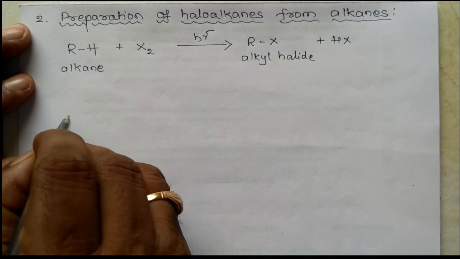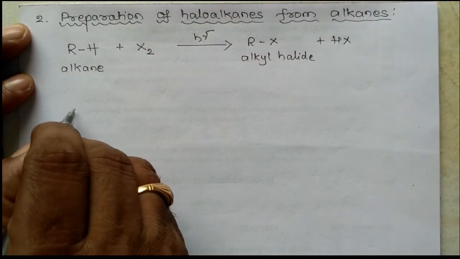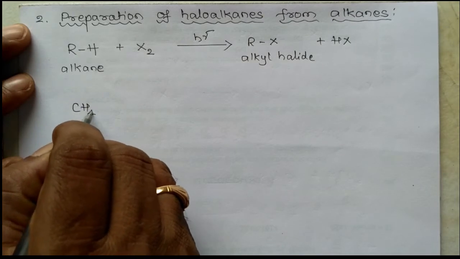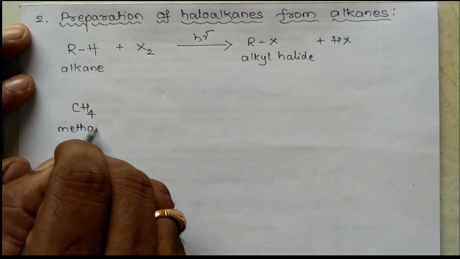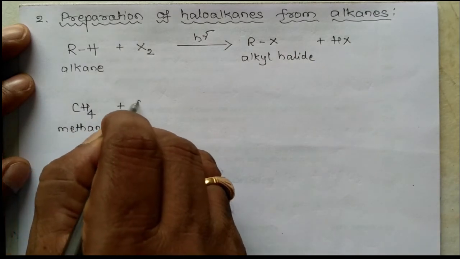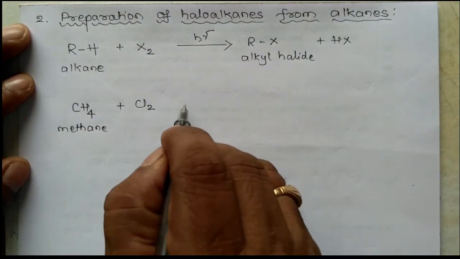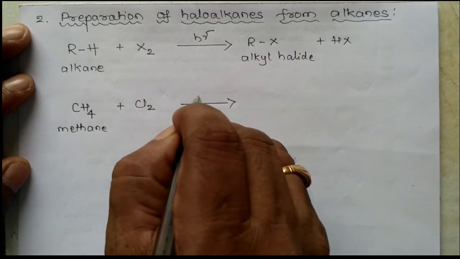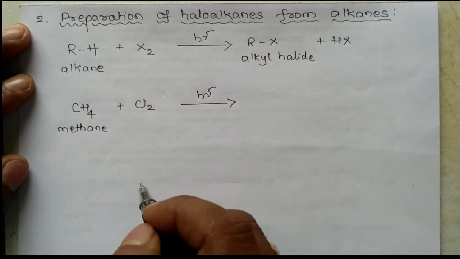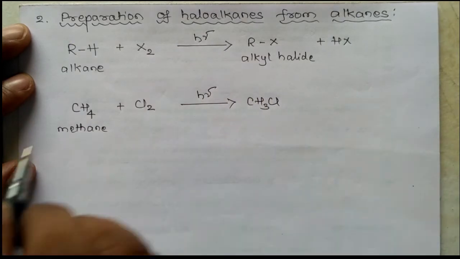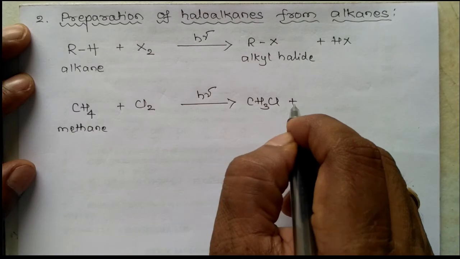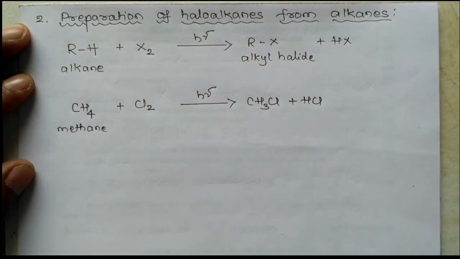Example, methane. Last year we have discussed this reaction. Methane CH4 reacts with chlorine in the presence of diffused sunlight, h nu. You are going to get methyl chloride CH3Cl plus HCl. This is how we can prepare haloalkanes starting from alkanes.